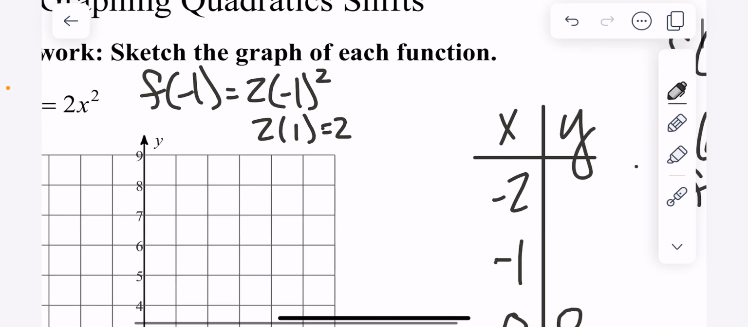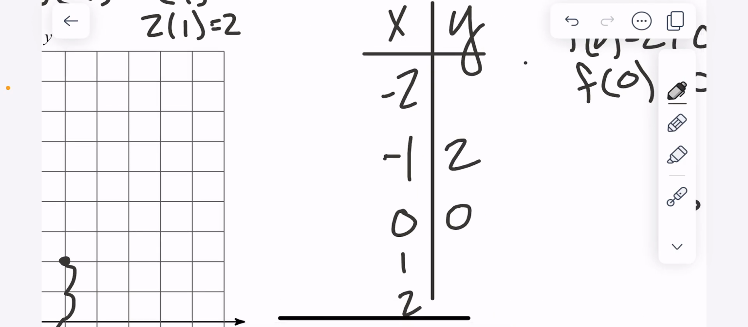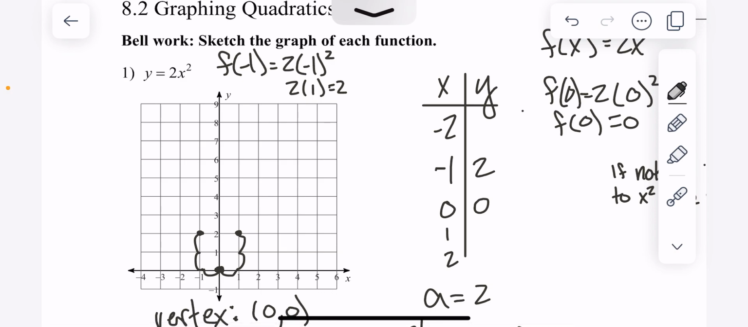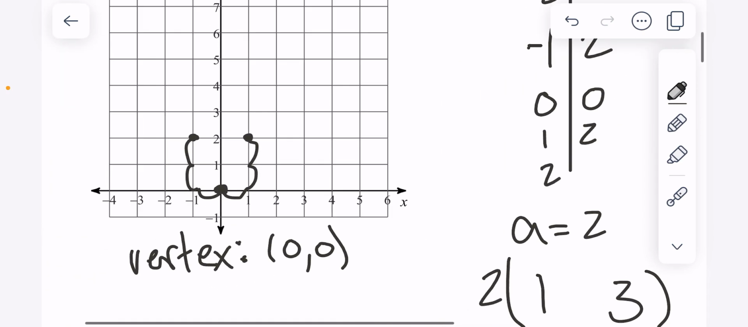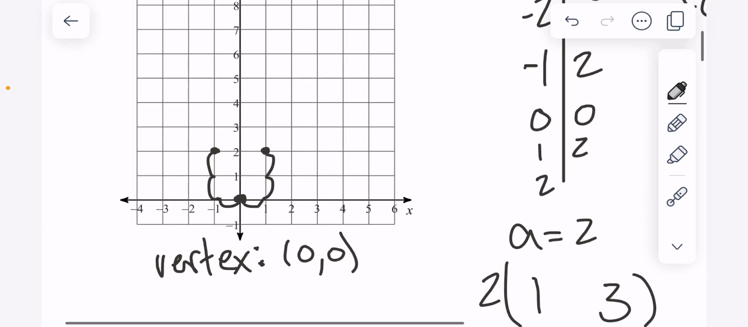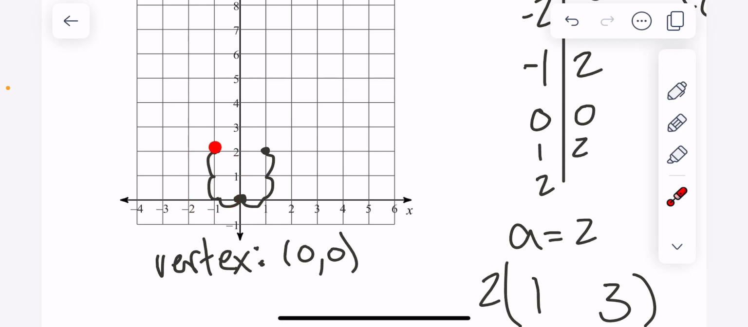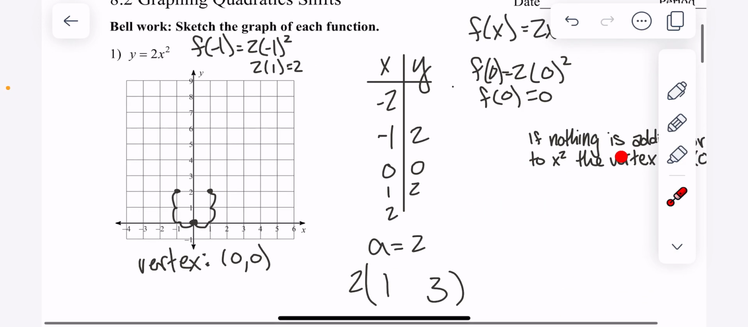So I'd have the point -1, 2. And if I plugged +1 in, I would get 1 squared times 2, which would also be 2. So we can see I had the point -1, 2 and the point 1, 2. And that's what we have happening here. -1, 2, 1, 2. Okay, so the same points are going to happen when I create a table. It's just that this 1, 3 method is a little faster.